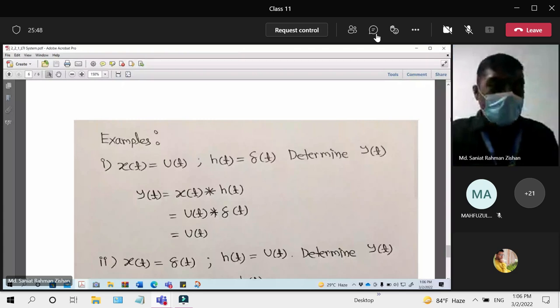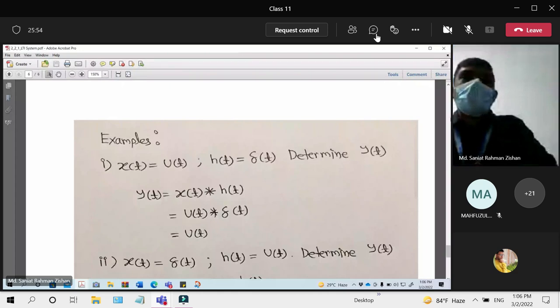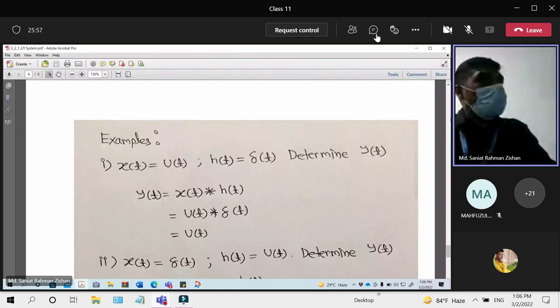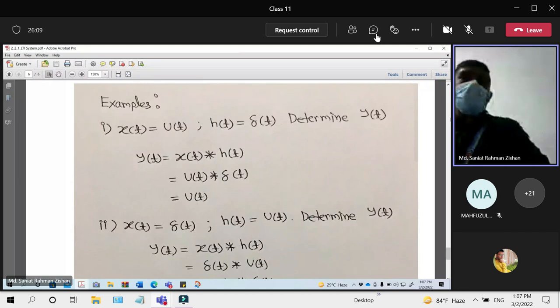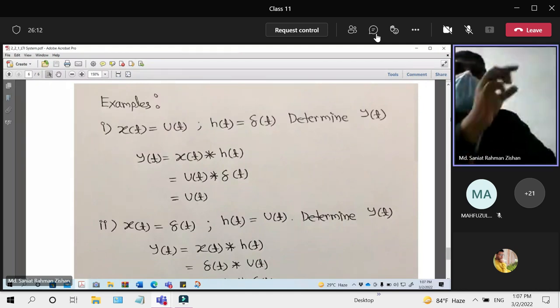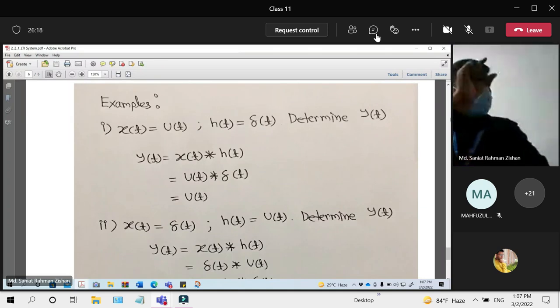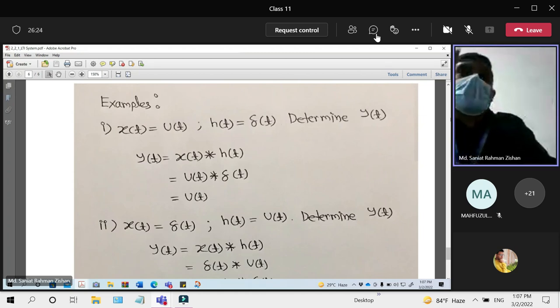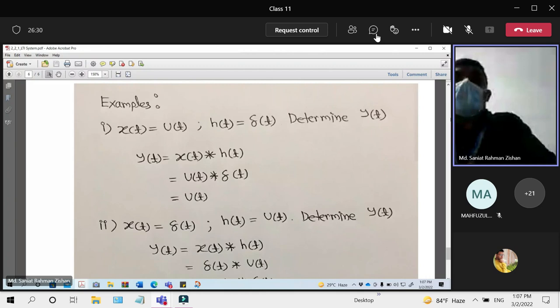Problem number 2, almost similar, but I've changed something. Let's see. x(t) equals delta(t), h(t) equals u(t), determine y(t). Input given, LTI response given, determine y(t). Again, I have applied the same formula. Again, I have dropped the values because this time x(t) equals delta(t) and h(t) equals u(t). So delta(t) convolution u(t). What will be the answer? Again, the answer will be the same, u(t).